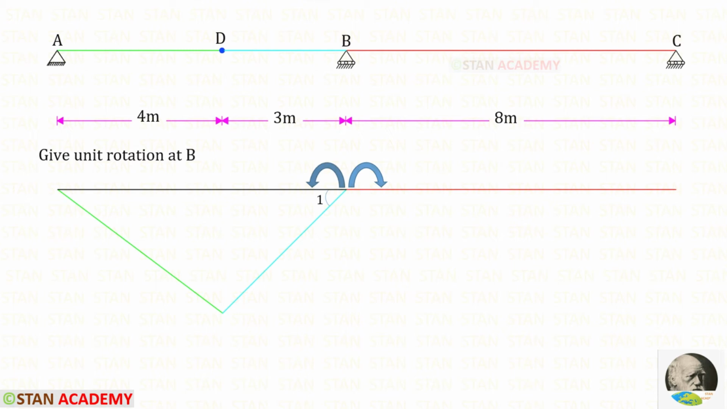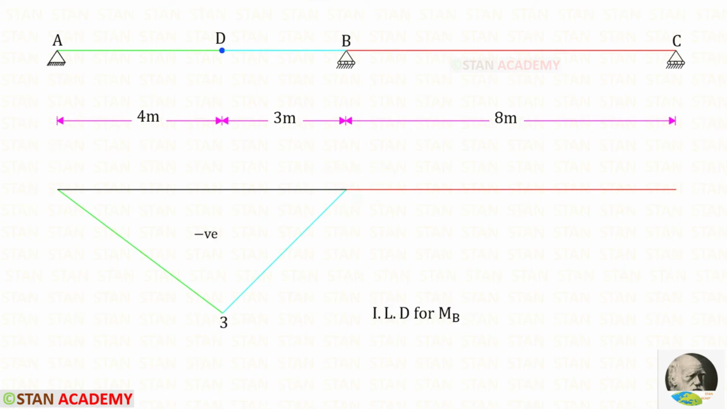We can rotate on the left of B. BD will go this way and the hinge will go downwards and AB will follow this way. If only one side can be rotated, you can keep these two arrows for reference. Using small angle rule, we can find this height. This height will be equal to the length of DB, which is 3. This is the ILD for MP.